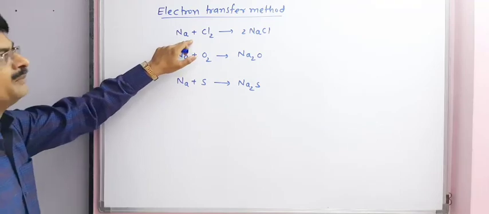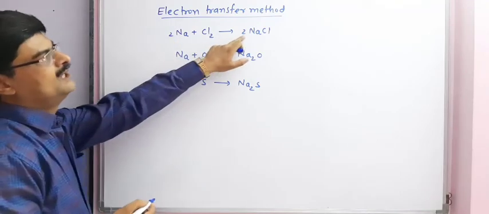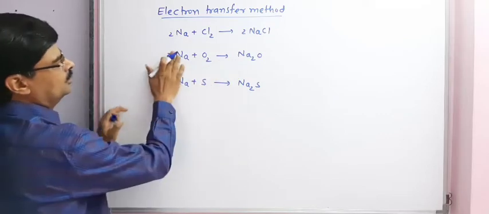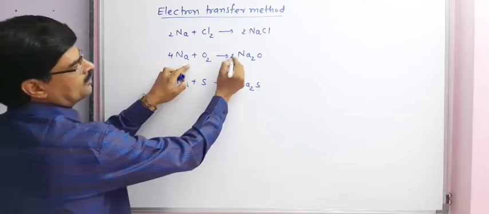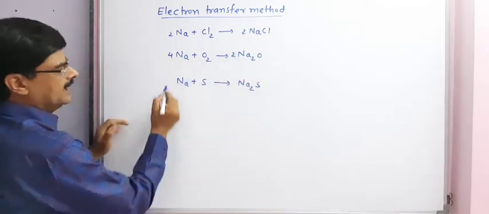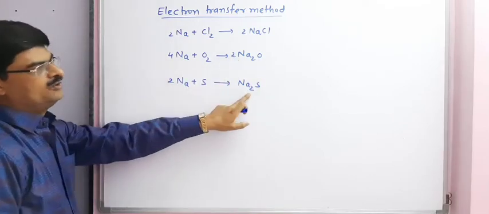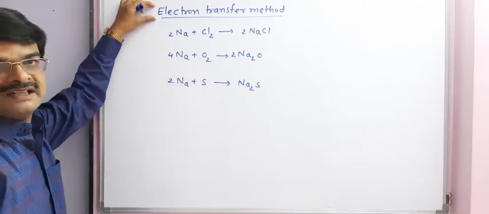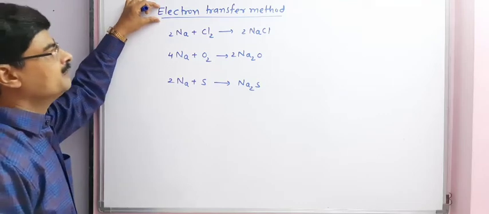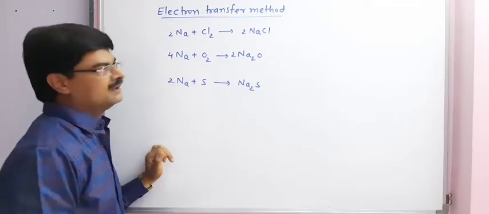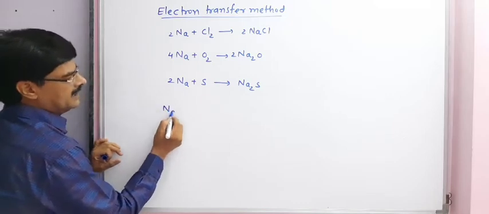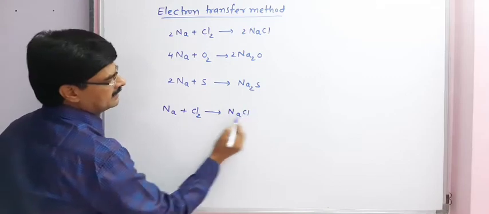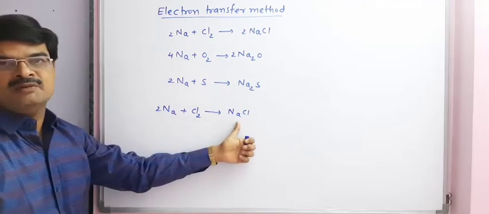First we understand the balancing. 2Na plus Cl2 will give 2NaCl. Here Na plus O2 gives Na2O, so we can write 4Na plus O2 gives 2Na2O. And third, 2Na plus S gives Na2S. In these reactions, we will study the oxidation reduction definition based on the electron transfer method. First case we study Na plus Cl2 gives NaCl, 2Na plus Cl2 gives 2NaCl.